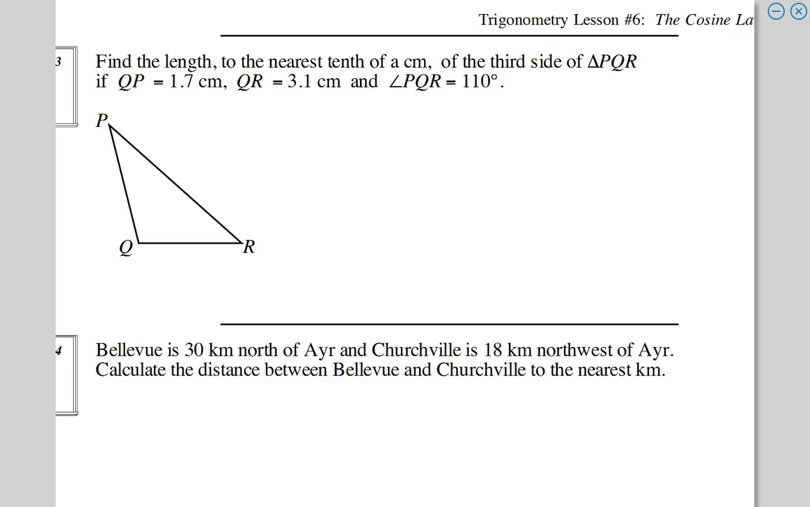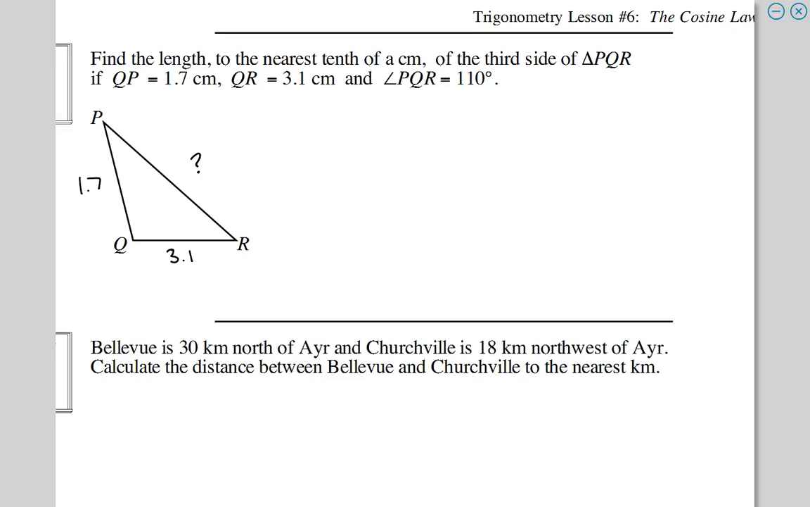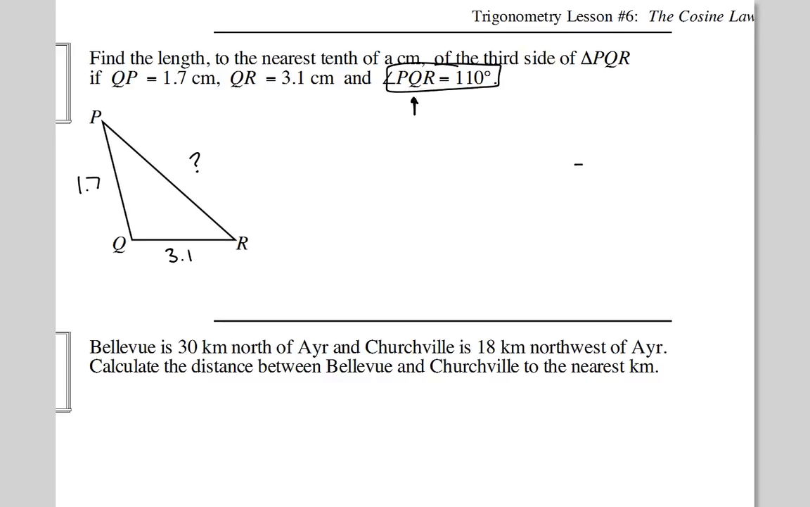Okay, find the length to the nearest tenth of the third side of PQR. Okay, so QP, just put that in there, 1.7. QR, 3.1. And then they want this missing side here, so PR. And where do I put this 110, you guys? Look in the middle, right? The middle letter. So 110 is here. This is that side angle side situation, right? Side angle side.